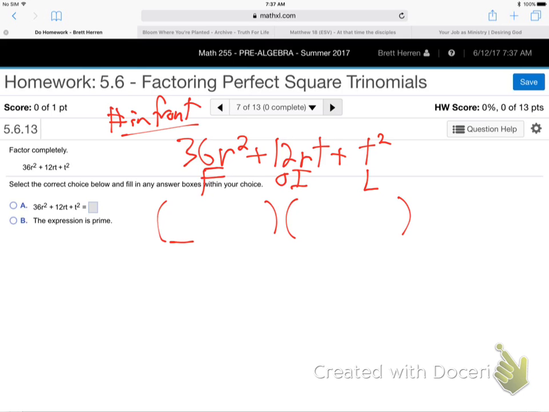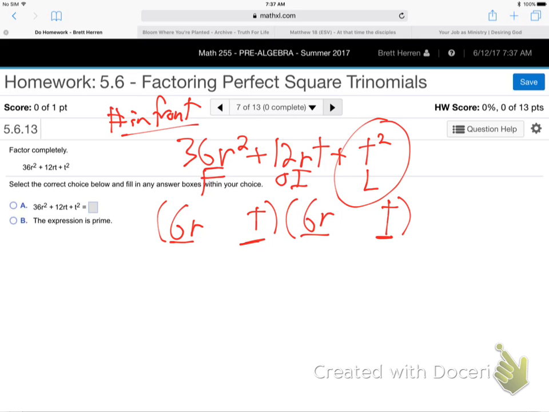So front times front to make front. So what times what makes 36R squared? 6R. Yeah. 6R, 6R. We good with the F? So kind of just do the F first, and then just do the last. Last times last to make last. What times what makes T squared? Just T times T.